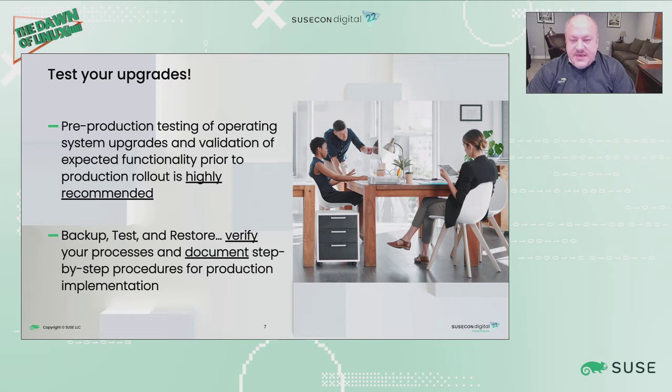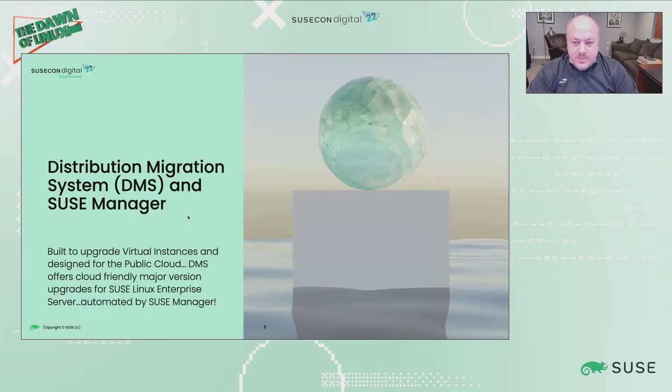I would also advocate that you need to make sure that you've got solid backup, test, and restore capabilities. You need to verify your processes and document as you're planning your upgrade step-by-step procedures that your administrators can follow. That way we have a reproducible process that SUSE can help support you with. When we look at the distribution migration system, it was specifically built to upgrade virtual instances in the public cloud.